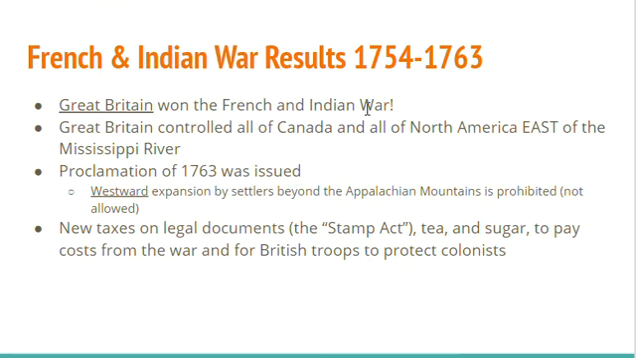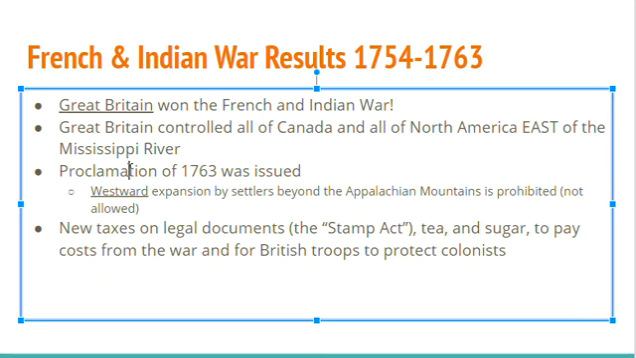Great Britain won the French and Indian War. And Great Britain controlled all of Canada and all of North America east of the Mississippi River. And the Proclamation of 1763 was issued, and this says westward expansion by settlers beyond the Appalachian Mountains is prohibited, not allowed. So you're not allowed to move west of the Appalachian Mountains. And they started having new taxes on legal documents, tea, and sugar to pay for the cost of the war. One thing about war is it's very expensive, so the British are going to start taxing.